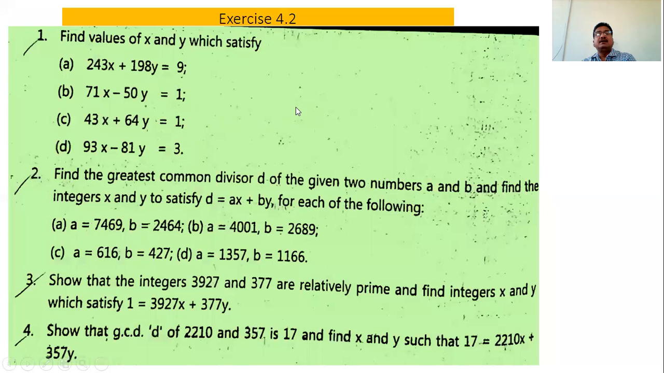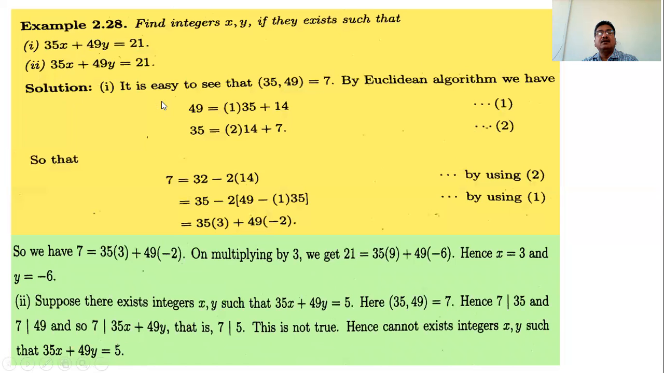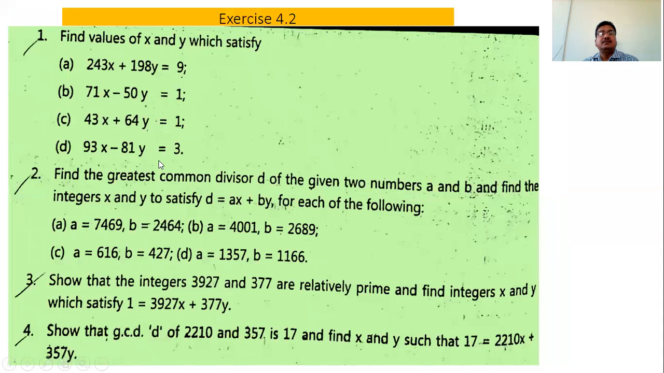Okay, then these are some problems for homework, for assignment. So solve all these problems, find values of x and y. These are problems of this type, or this type. And then find the greatest common divisor and express it in the form. So these are some problems on the greatest common divisor, and we have to express it in the form ax plus by. That is, we have to find x and y.